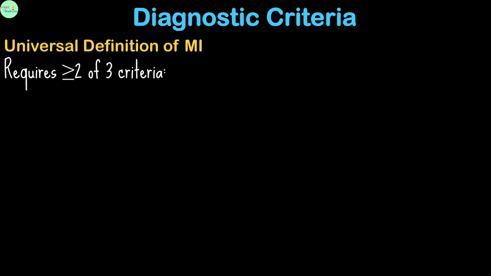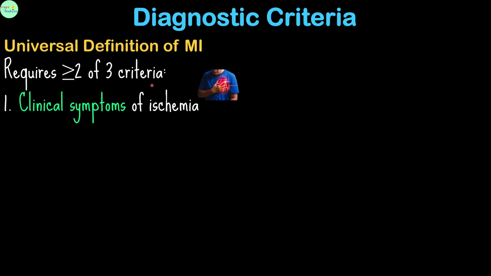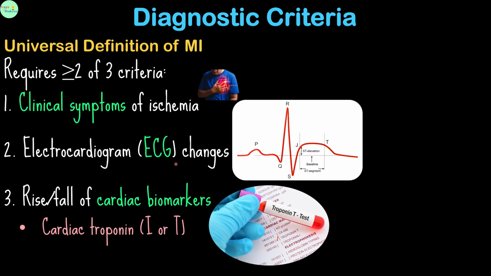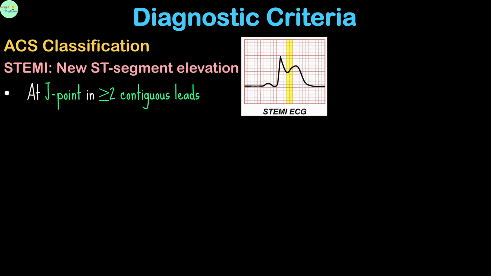Diagnosis is based on the universal definition of myocardial infarction, which requires at least 2 of 3 criteria. The first criterion is clinical symptoms of ischemia. The second is characteristic electrocardiogram changes. The third is a rise and/or fall of cardiac biomarkers, with cardiac-specific troponin I or T being the preferred and most sensitive marker. Classification into the 3 types depends on these findings.